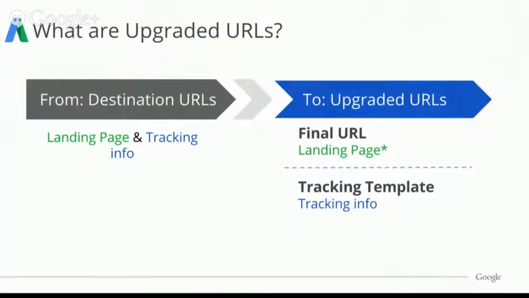So to improve this, we've launched Upgraded URL. The goal of Upgraded URL is to separate the landing page information from the tracking template. So we created a new field called Final URL, which is supposed to contain the landing page information, the information about what is the user experience for your ad, and a tracking template, which is the tracking information, the things that you want to measure.